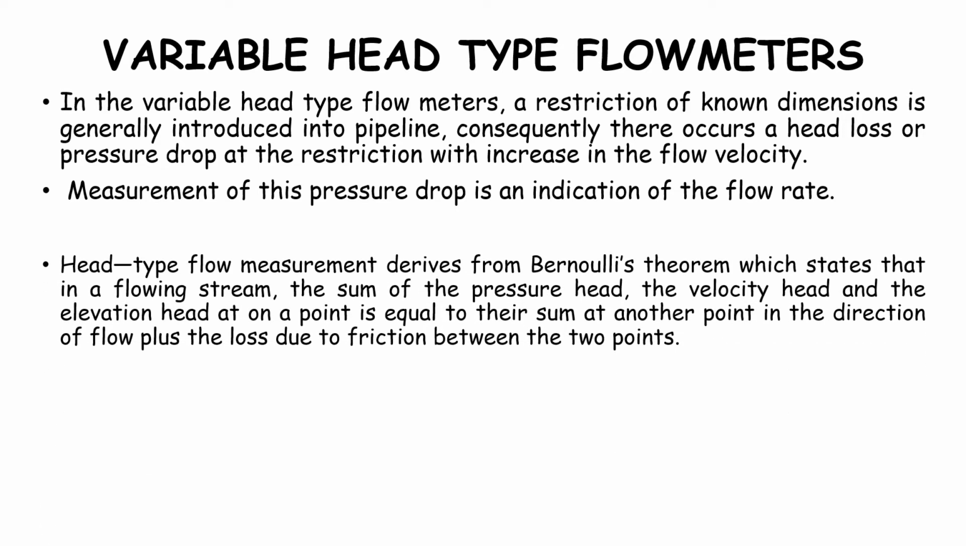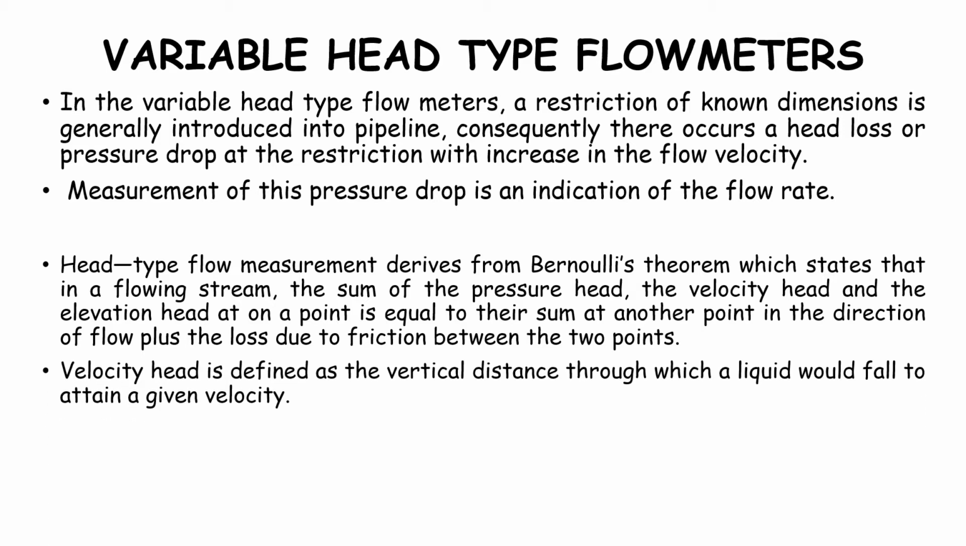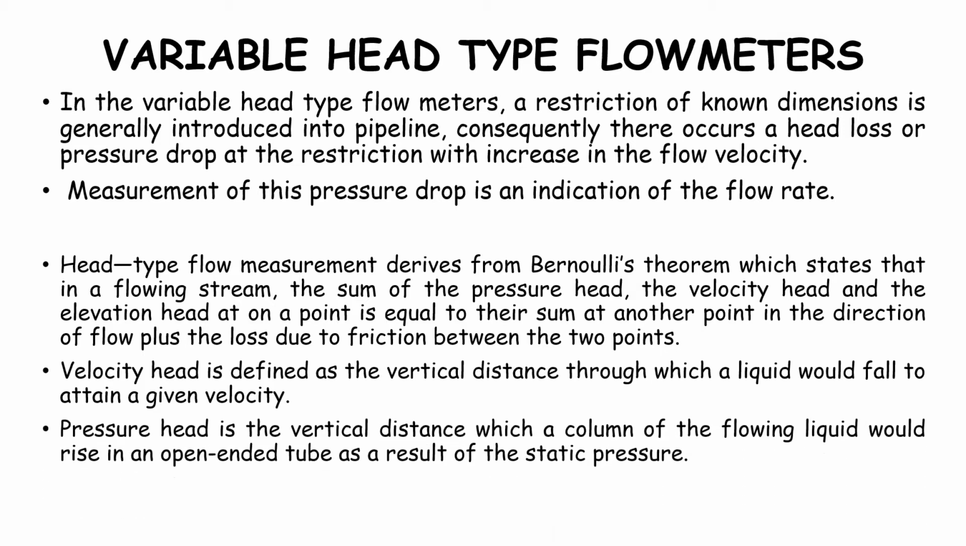Head type flow measurement derives from Bernoulli's theorem, which states that in a flowing stream, the sum of the pressure head, the velocity head, and the elevation head at one point will be equal to the sum at the other point in the direction of flow, plus the loss due to friction between the two points. The velocity head is defined as the vertical distance through which the liquid would fall to attain a given velocity, and the pressure head is the vertical distance which a column of the flowing liquid would rise in an open-end tube as a result of the static pressure.